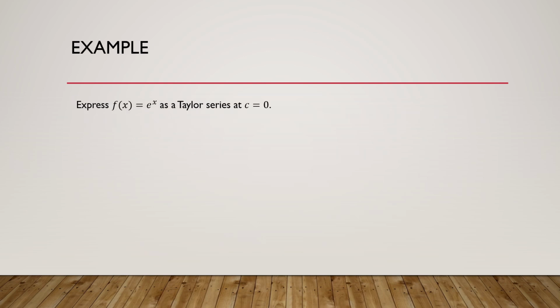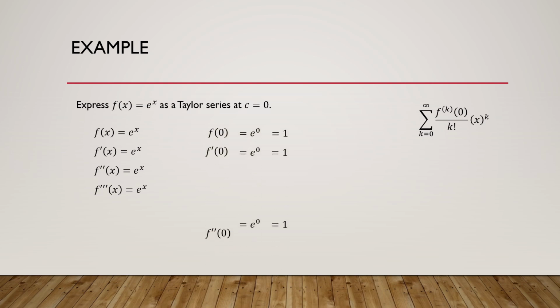For example, let's express f of x equals e to the x as a Taylor series at c equals 0. By definition, this is also a Maclaurin series. For reference's sake, we'll write the Maclaurin series form, then list the first 3 derivatives of e to the x, each of which is e to the x. Then we take f of c, which in this case is f of 0, which in each case equals 1.